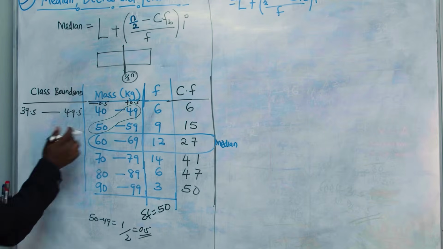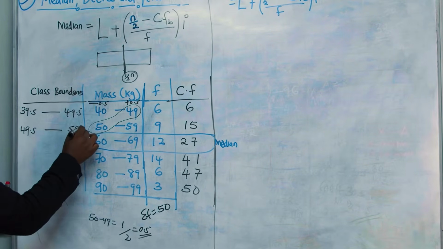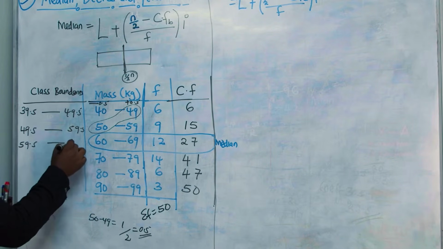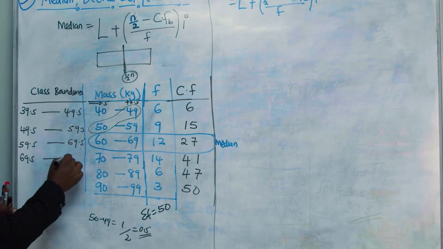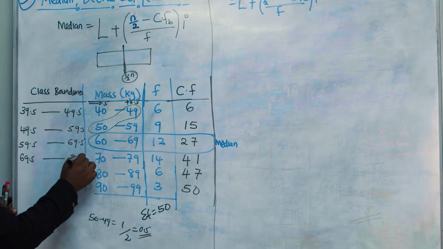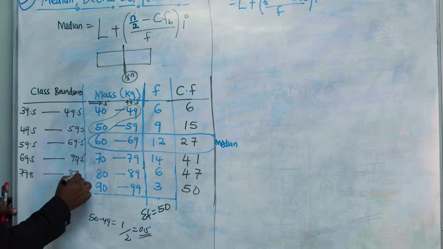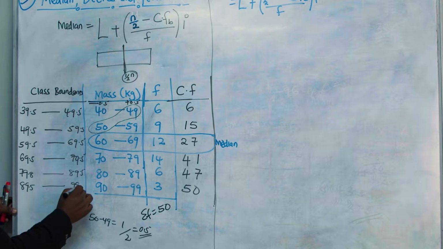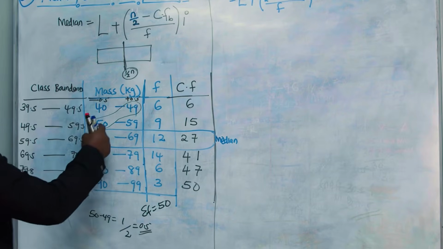Remember here we are subtracting 0.5, so it will be 49.5 to 59.5. On this one it will be 59.5 to 69.5, then 69.5 to 79.5, 79.5 to 89.5, and now 89.5 to 99.5. So when you want to get the boundary, it is as simple as that. You need to know what we are changing from here.